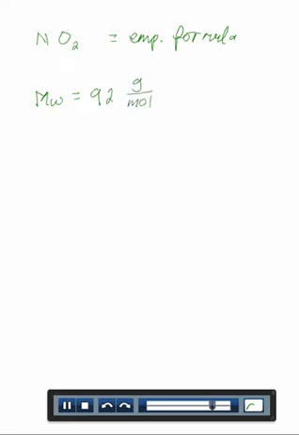Now say we do another experiment in which we have nitrogen and oxygen, and we find an empirical formula of NO2. That's our empirical formula. We found this from experimental data. We measure the molecular weight and find it is equal to 92 grams per mole. So let's compare that to our empirical formula weight.